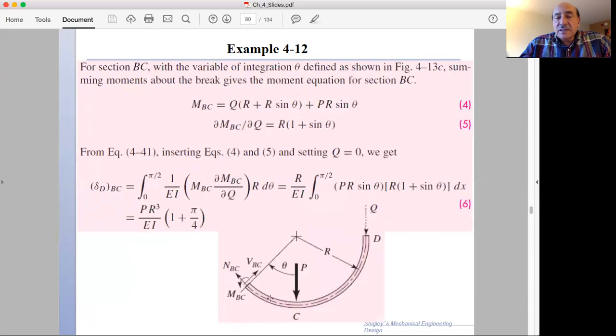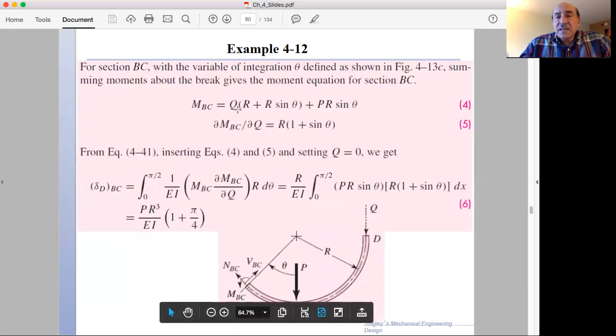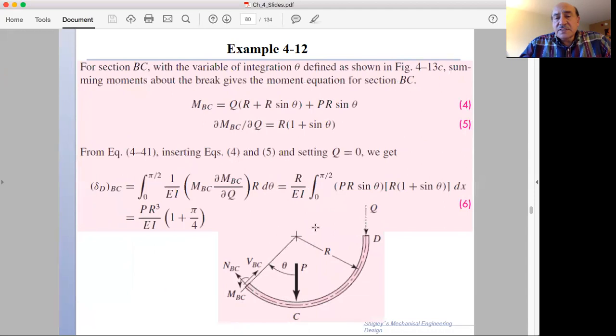Then you have the curved section. For the curved section, you have to be more thoughtful again, and describe your polar coordinates. So the moment is Q times the total distance. The total distance is R plus R sine theta. And then you have also P times R times sine theta. When you take the derivative, you get R times 1 plus sine theta. And then we put them in.